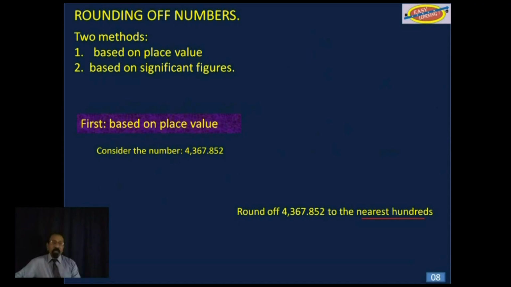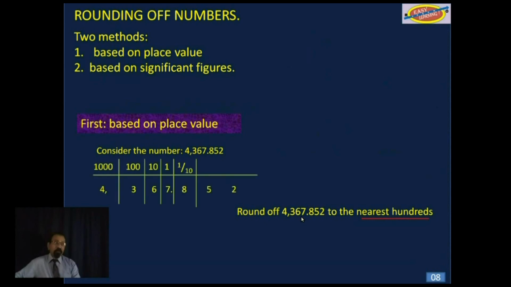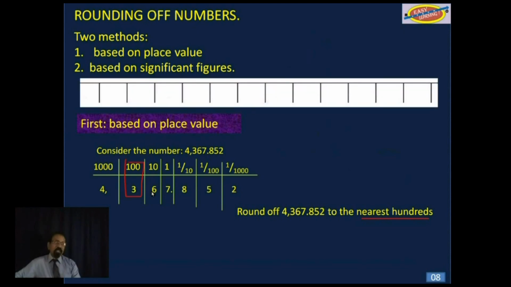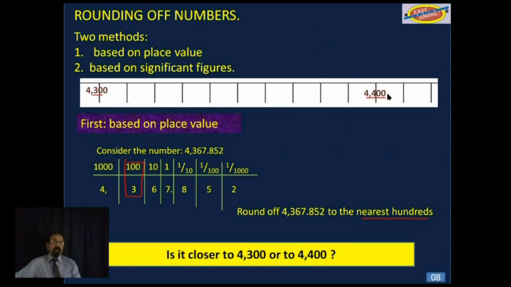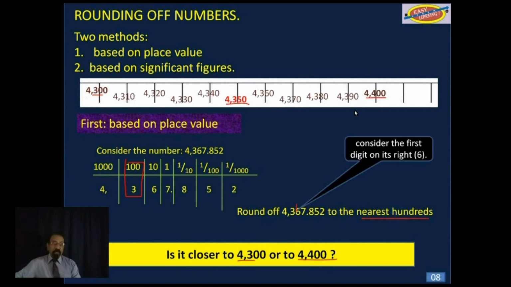Let's round this off to the nearest hundreds. Same number. The nearest hundreds is here. So 4,367. Again, we set up our number line. Nearest hundred. So 4,300, 4,400. This is 4,350. 4,310, 20, 30, 40, 50, 60, 70, 80, 90, 4,400. Again, we look at the digit immediately to the right of the position we are rounding off. We place that on this number line, which is 4,360, which is here.